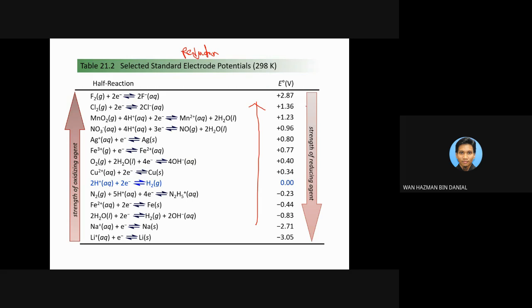Okay, for example lah, saya ambil dua value kat sini kan. This one dengan sini. Mana lagi tinggi? Yang ni kan. So bila you put this together, yang mana akan reduce? Manganese. Yes, correct. So senang lah, as simple as that.